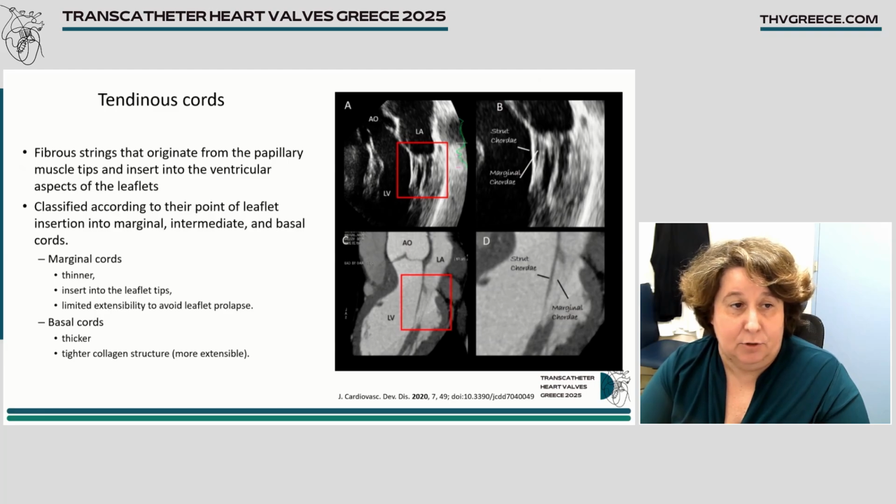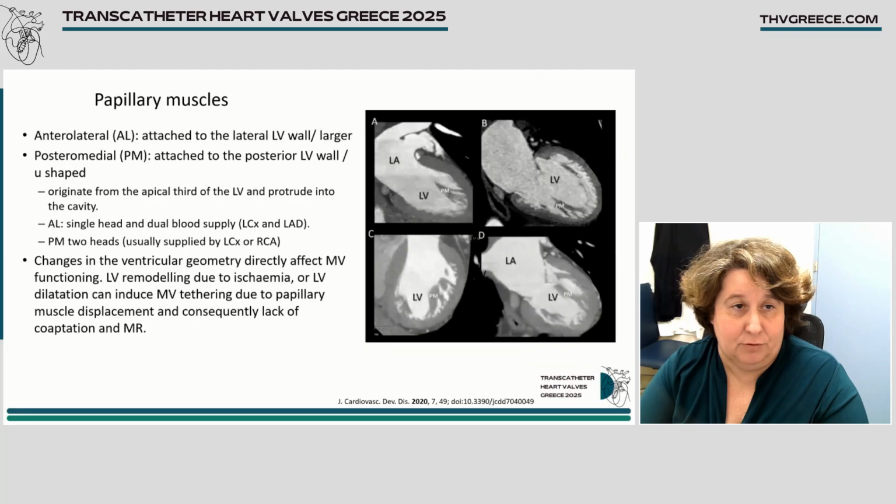They insert into the ventricular aspect of the leaflets and are classified according to the position of their insertion into the leaflets. There are marginal cords, which are thinner and insert into the leaflet tips, and basal cords, which are thicker and more extensible because they tend to be tighter collagen structures.